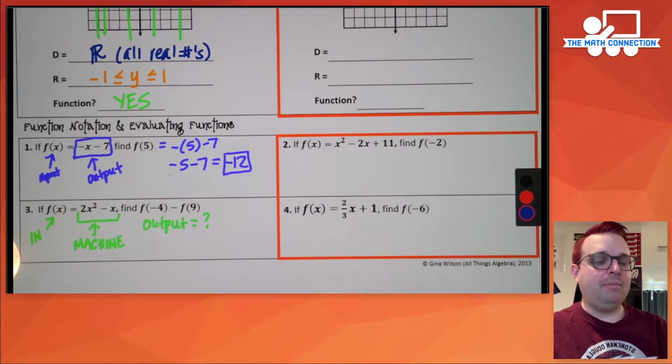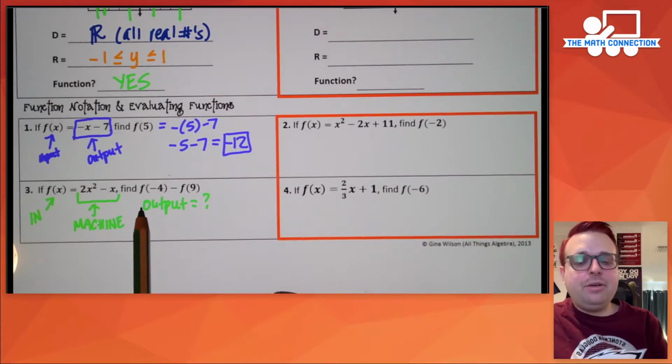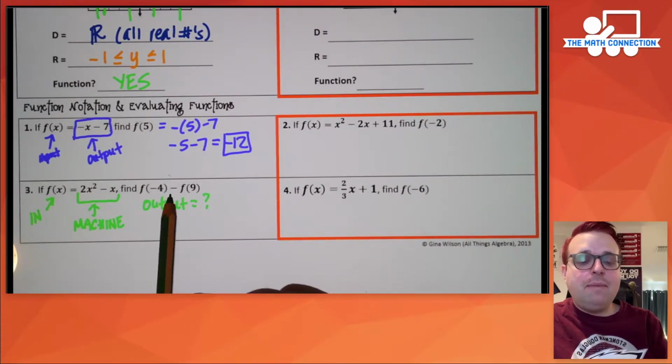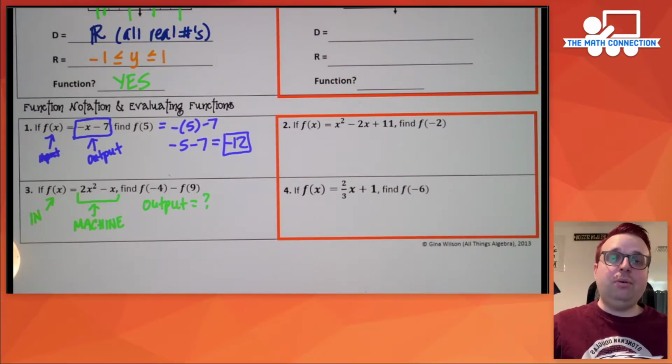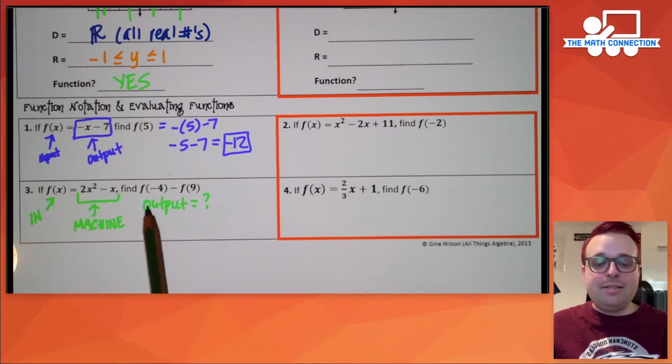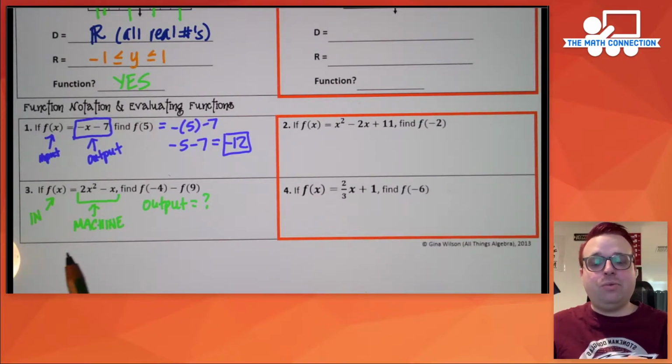So let's do that. I'm going to use blue here to do this. So they want me to do f of negative 4 minus f of 9. So this is 2 different things I'm going to have to do. First, I have to find out what's the output when I plug in negative 4, and what's the output when I plug in 9, and then I subtract that from the first one.